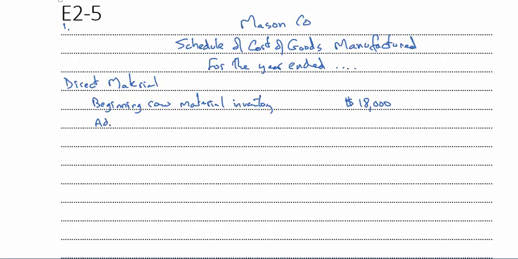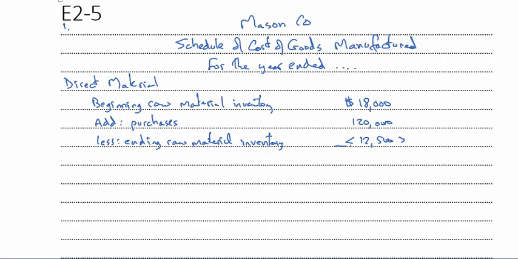So we're then going to add purchases. And 120,000 is what it tells us. And then we're going to subtract ending raw material inventory. And that was 12,500.